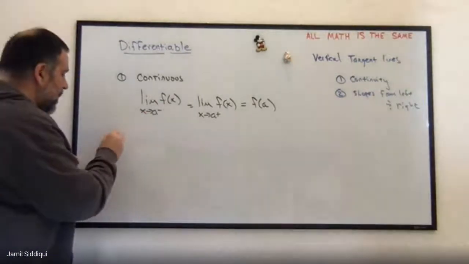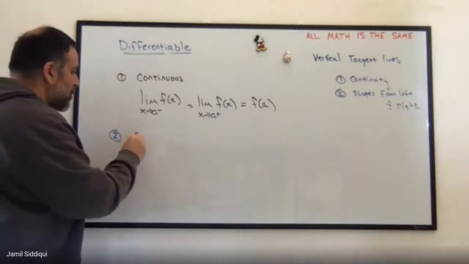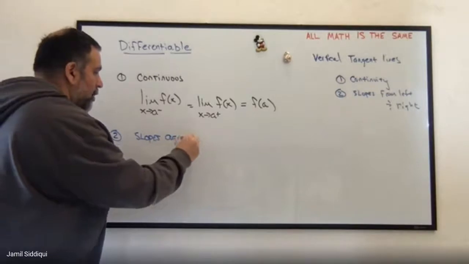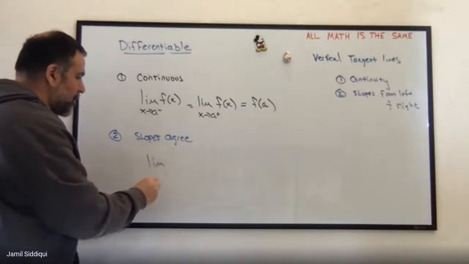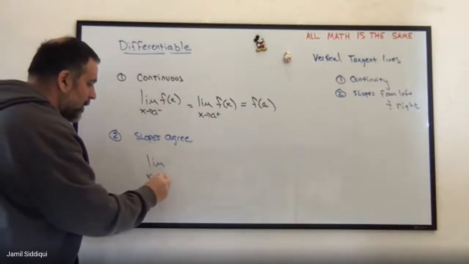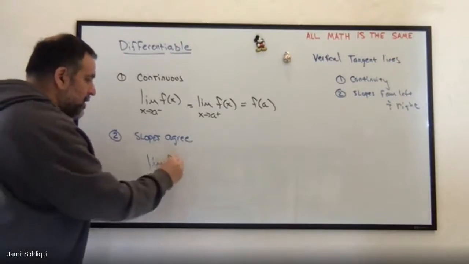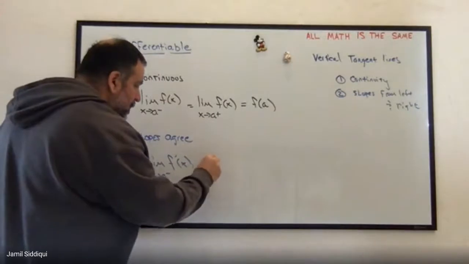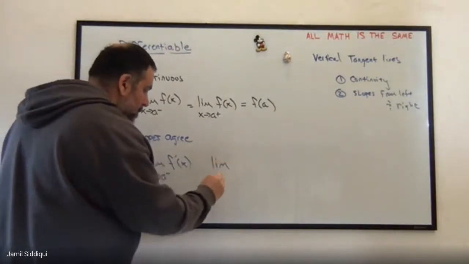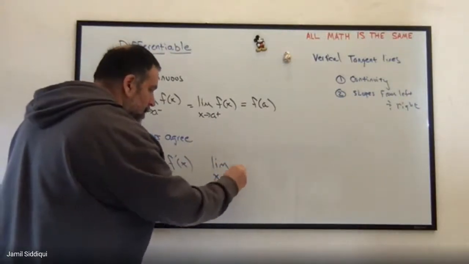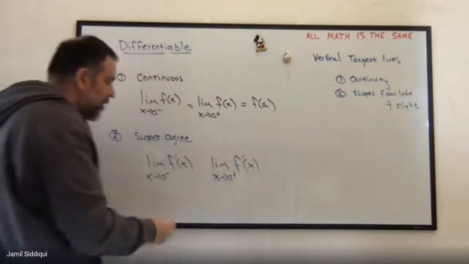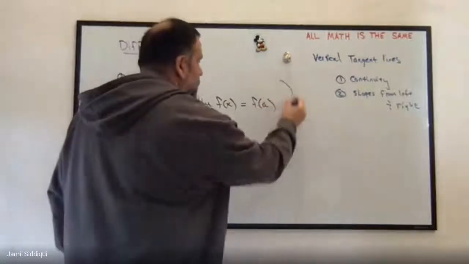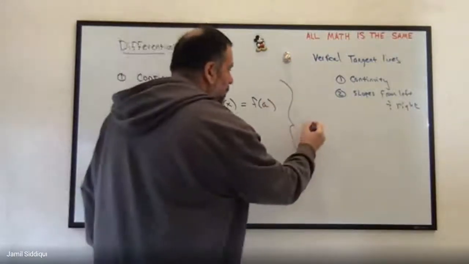Then the second thing you've got to check is that the slopes agree. The way we do the slopes is very similar. Which way is Mickey looking when he comes from the left? Well, that is the slope of that function. And then which way is Minnie looking as she comes from the right? That is the slope, or the derivative. Those two things must be equal. If you get both of these things and they agree, we have differentiability.